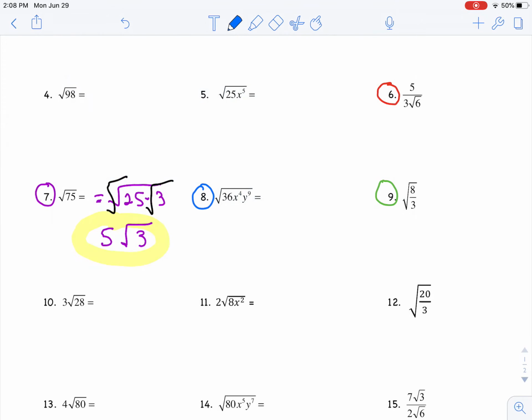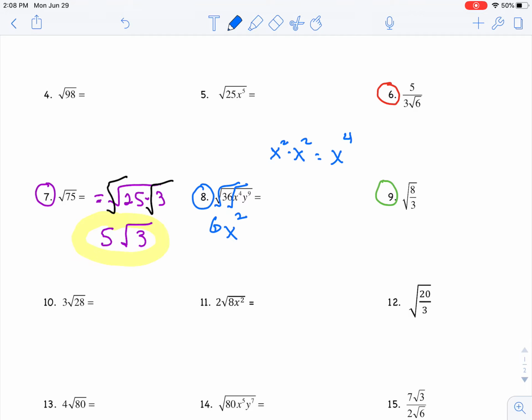So if you look at the next example, number 8, we look at the square root of 36. That's already a perfect square because the square root of 36 is going to be just 6. Then what you do with the variables, each variable, when you take the square root of x to the 4th, it's asking what times itself equals x to the 4th. Well, x squared times x squared equals x to the 4th. So the square root of x to the 4th is simply x squared. So if you have an even exponent, basically all you have to do is divide that by 2.